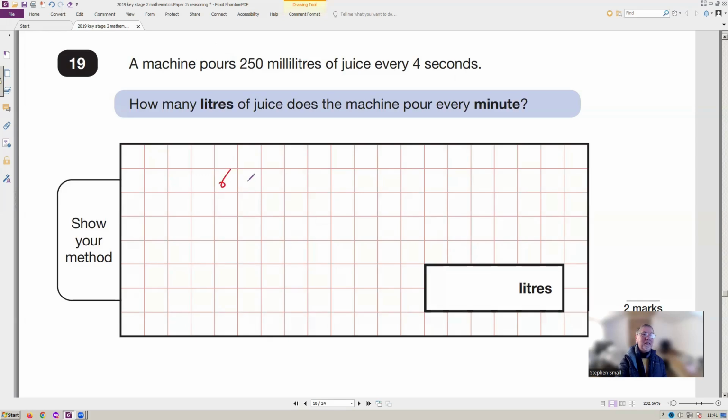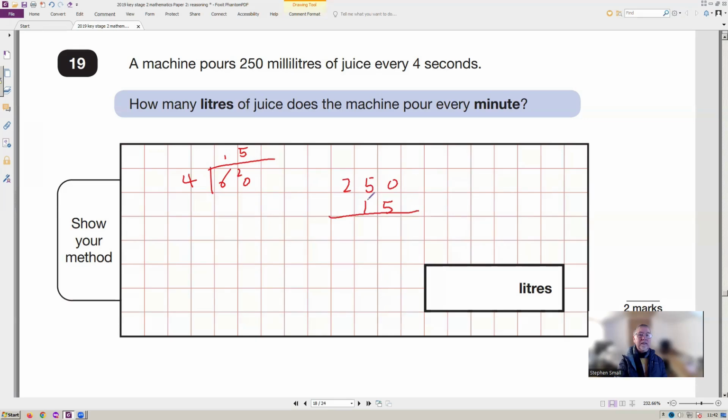So there's our 60. And 4 goes into that 15 times because we just did it, didn't we? 4 into 6 goes once with 2 left over. 4 into 20 is 5, so 15. So it's going to be 15 times 250, because every 4 seconds is 250. And we've got 15 of them in a minute. Right, so times by 15.